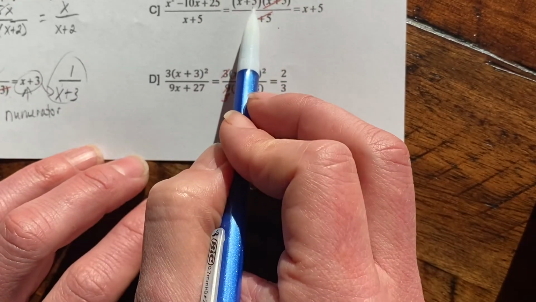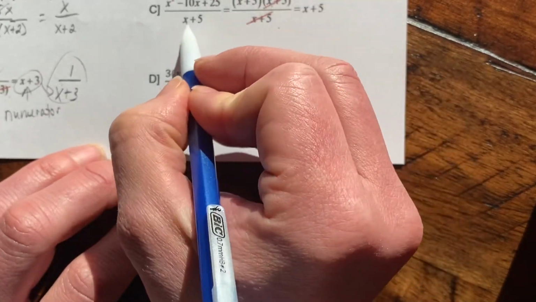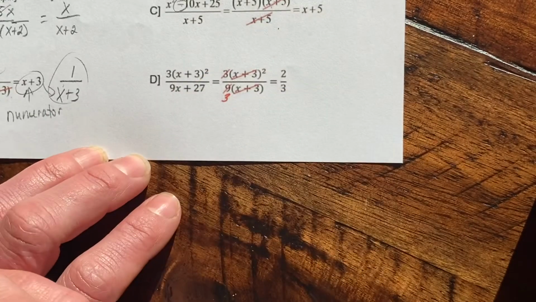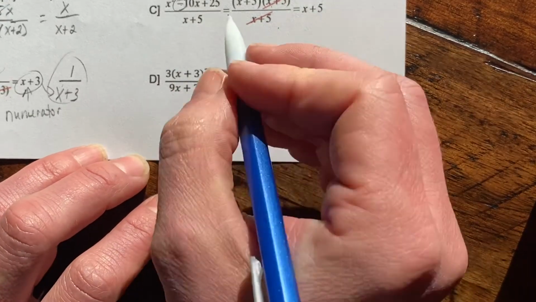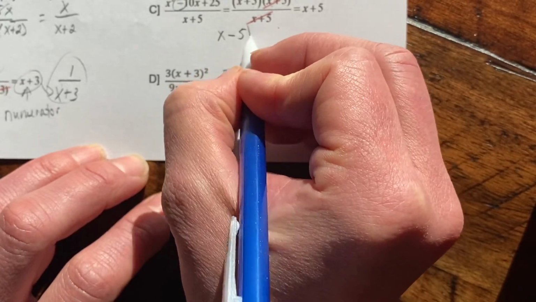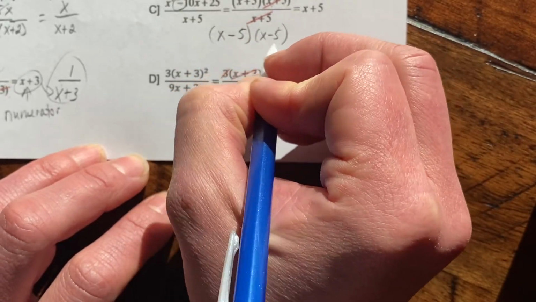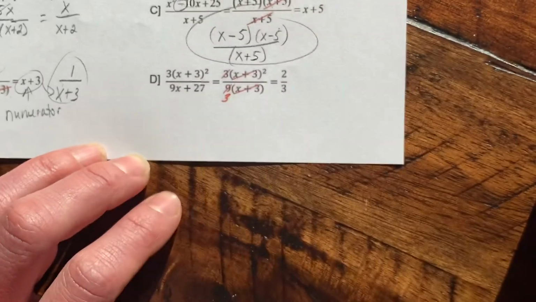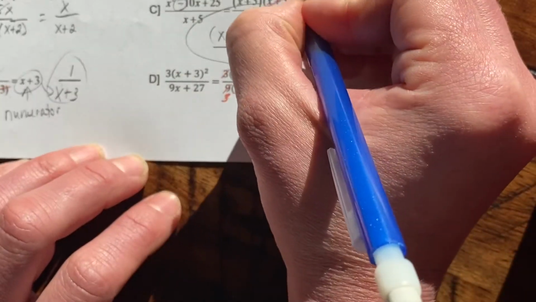Okay, so here we have it factored. The factor should have been, because this is a minus, a minus and a minus. So this one actually doesn't have anything that you can reduce. It would just stay x minus 5 all over x plus 5, and there's no common factor, so you just leave it like that. Okay, so they factored wrong.